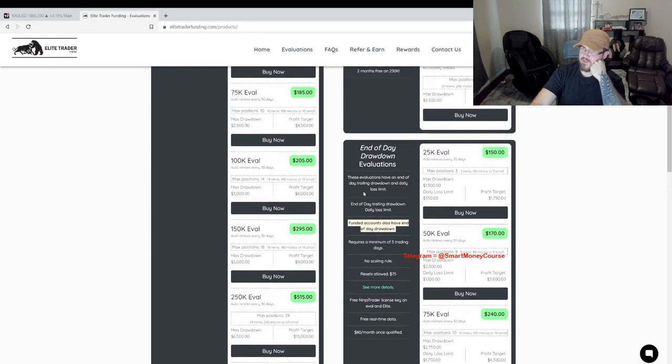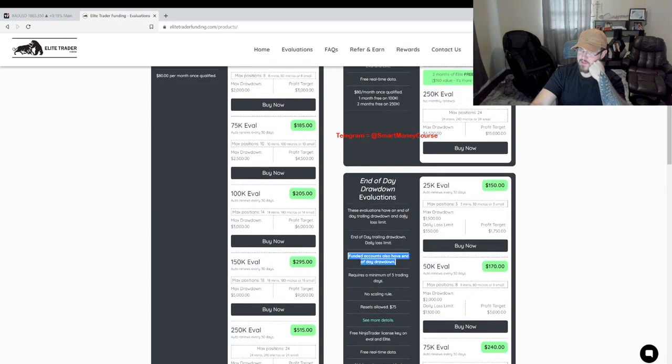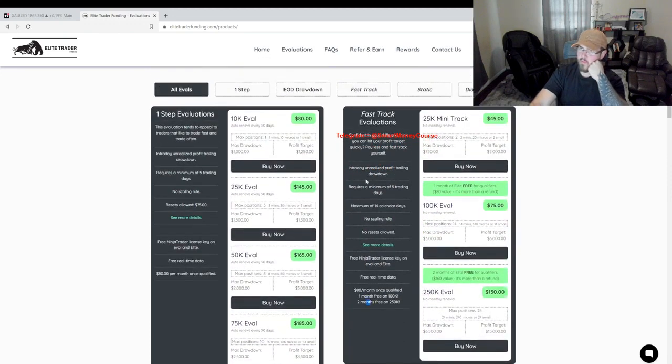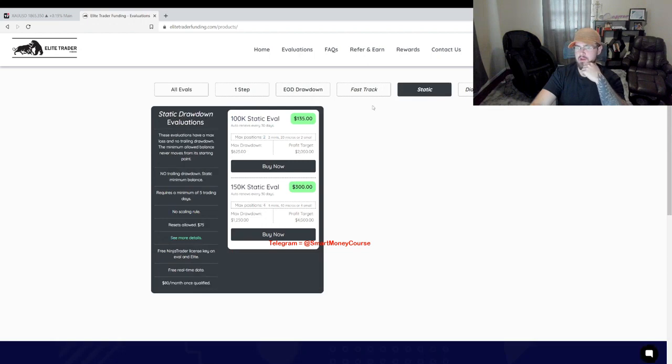Why do they have so many? They have so many rules, there's some kind of shit that they make money on. There's a reason that anytime I look at a firm, they don't have any regular evaluations. I don't understand, they just call it all different. What are the evaluation's max loss and no trailing drawdown? I have to look more into them.